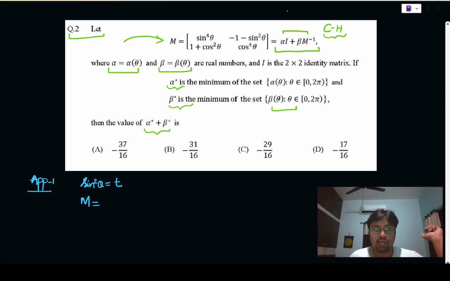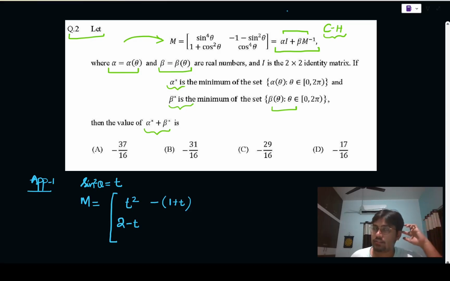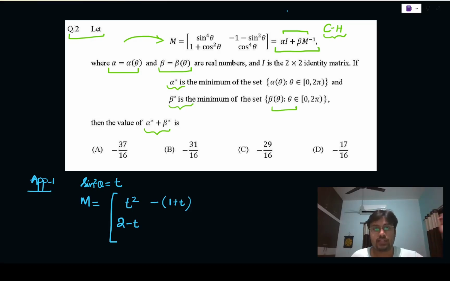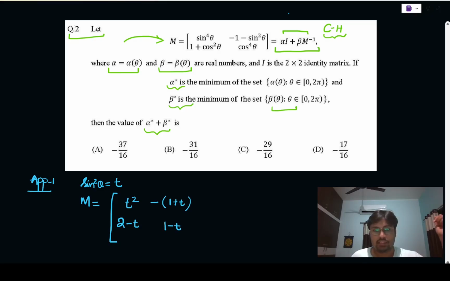Then your matrix M would look like: t square, minus 1 plus sine square theta, so minus 1 plus t. This is 1 plus cos square theta. Cos square theta is 1 minus sin square theta, so it's 2 minus sin square theta, or 2 minus t. And cos to the power 4 theta is cos square theta whole square, or 1 minus sin square theta. This will be 1 minus t. 1 minus sin square theta is cos square theta. It's whole square.